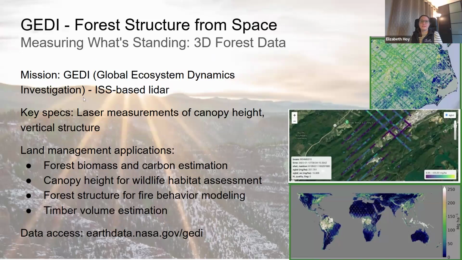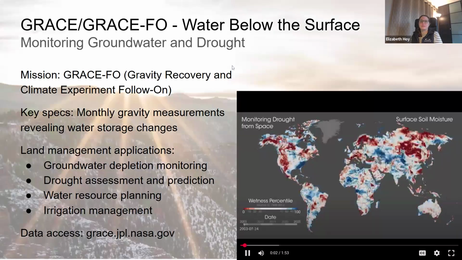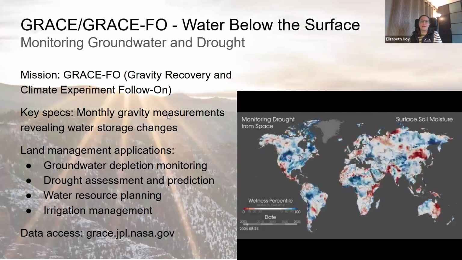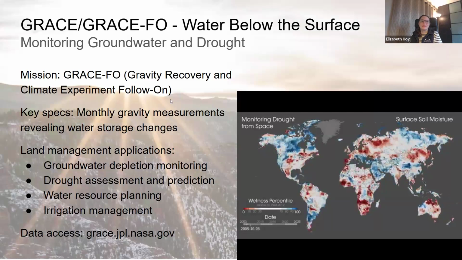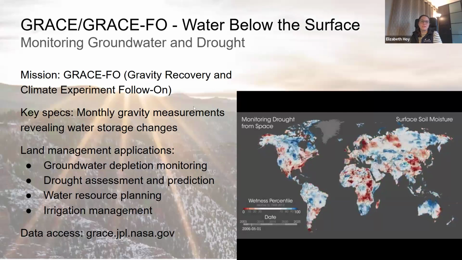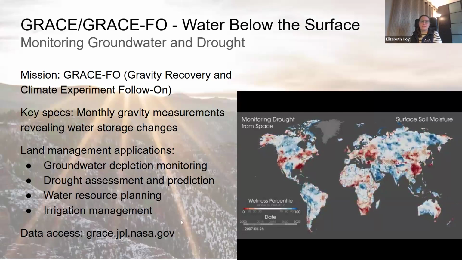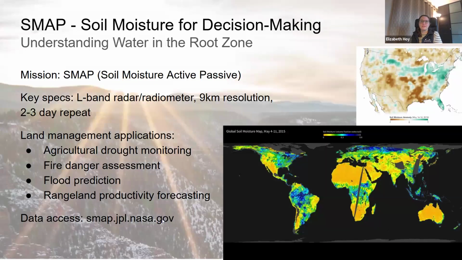JEDI on the International Space Station is laser measurements of canopy height, vegetation structure. So really getting at vegetation, forest biomass, forest structure, timber volume estimation. GRACE and GRACE Follow-On lets you look at water below the surface. Gravity Recovery and Climate Experiment Follow-On is what GRACE actually stands for. So monthly gravity measurements revealing water storage changes, which could be used for groundwater depletion monitoring, drought assessment and prediction, water resource planning, irrigation management, just some of the applications there. A picture of it there.